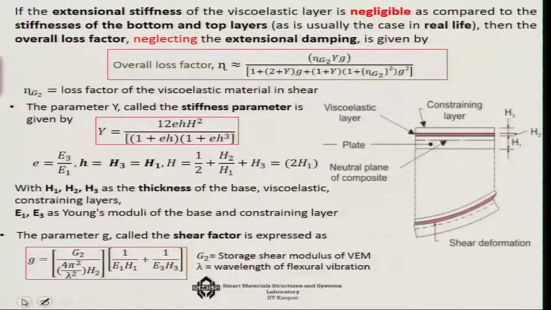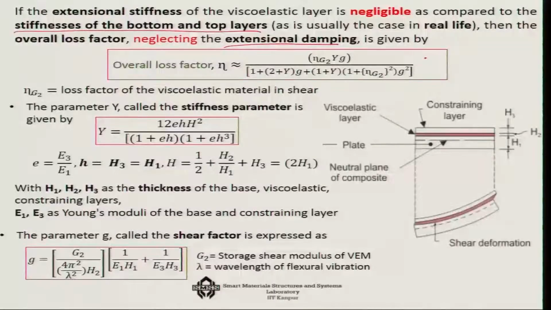Now, if the extensional stiffness of the viscoelastic layer is negligible compared to the stiffness of the bottom and the top layers, and that is what you usually find in real life, that viscoelastic material would not have much extensional stiffness but is sensitive to shear, then for the overall loss factor you can neglect the extensional damping, that is, the damping due to extensional stiffness.